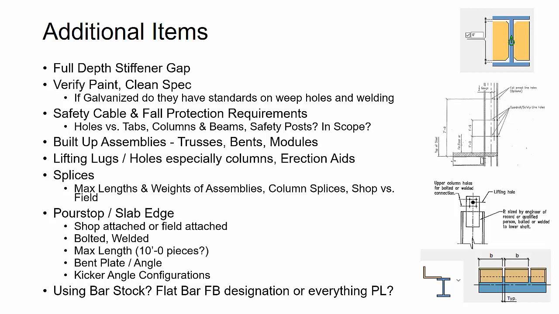Typically, by default on jobs, I like to designate everything as plate. So I set up the models to designate everything as plate, and then I ask the fabricator, based on the bill of materials that they get, that they can decide themselves whether or not to use flat bar or to use plate and burn that and feed it exactly where they want to on which machine in the shop. So that's something always worth asking the fabricator.